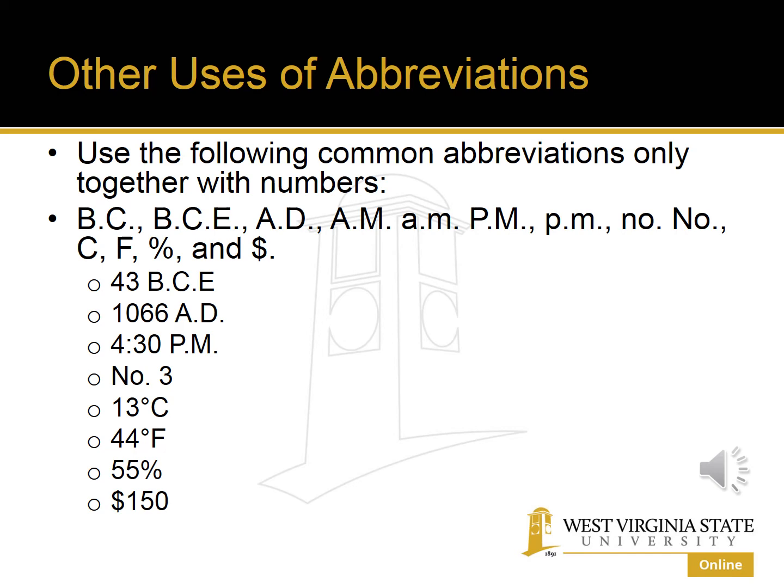For example, BC, before Christ, BCE, before current era, AD, Anno Domini, which comes from Latin meaning after Christ or after the Lord. AM means the antemeridium, before noon. AM lowercase, PM postmeridian, afternoon, PM lowercase, and then no. meaning number, both uppercase and lowercase. Then we have C for centigrade, F for Fahrenheit, a percentage sign, and the dollar sign. Now all of these are only used with numbers.